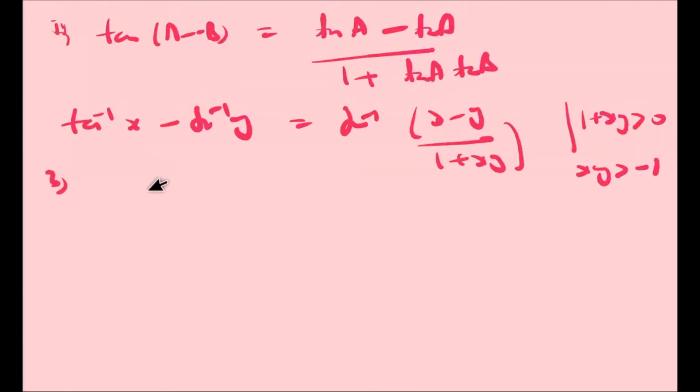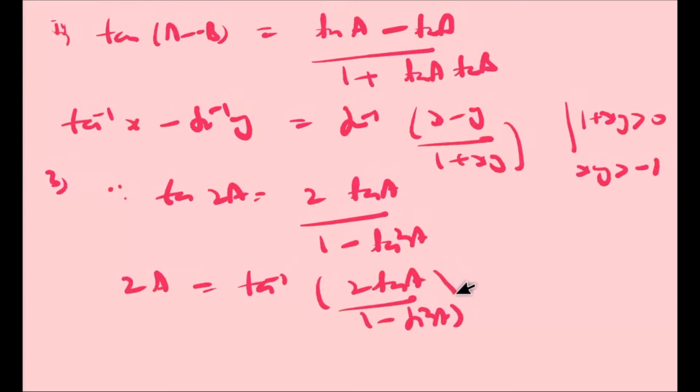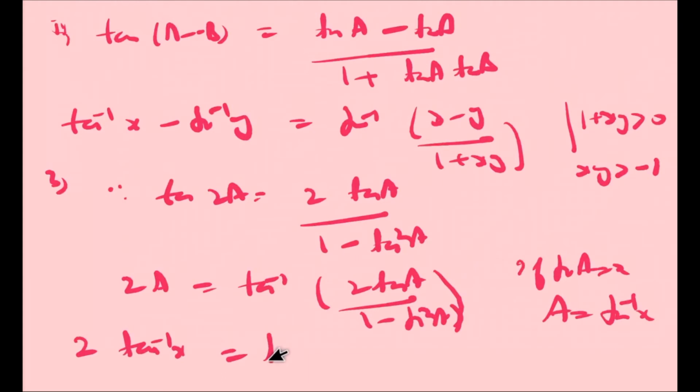Now we know tan 2a equals 2 tan a upon 1 minus tan square a. So therefore we can find this way tan inverse of 2 tan a upon 1 minus tan square a. Now if tan a equals x and the value of a is tan inverse x, so what is the formula here? 2 tan inverse x equals tan inverse of 2x upon 1 minus x square. Okay student, so this way you can find the value.